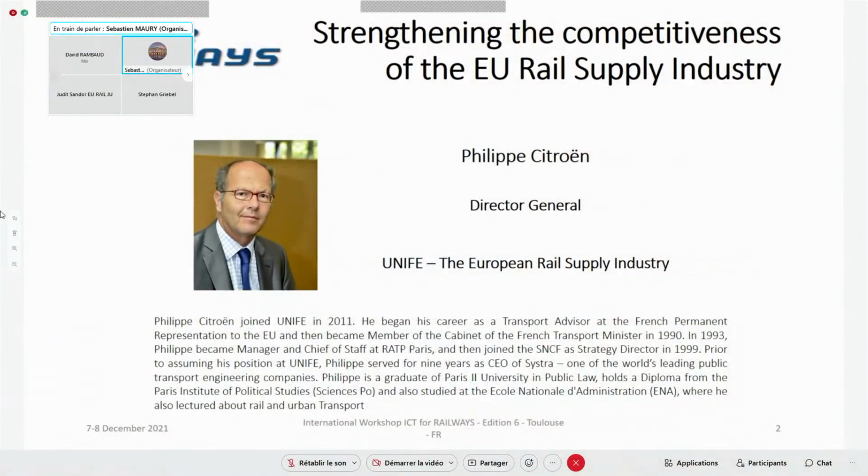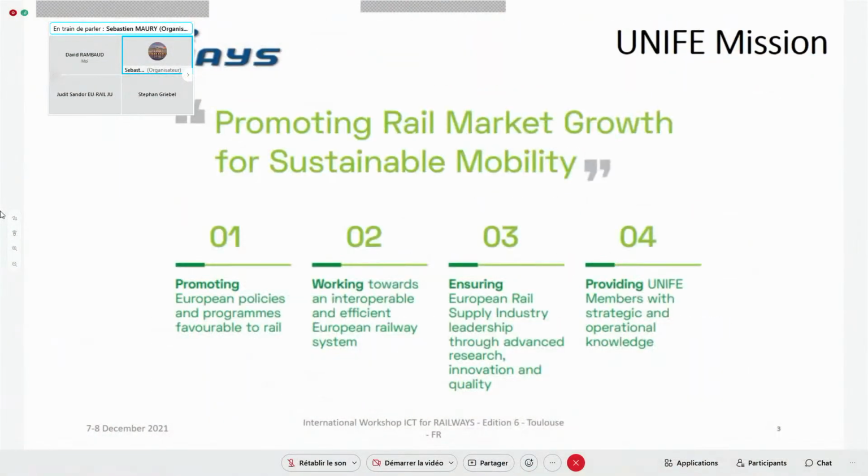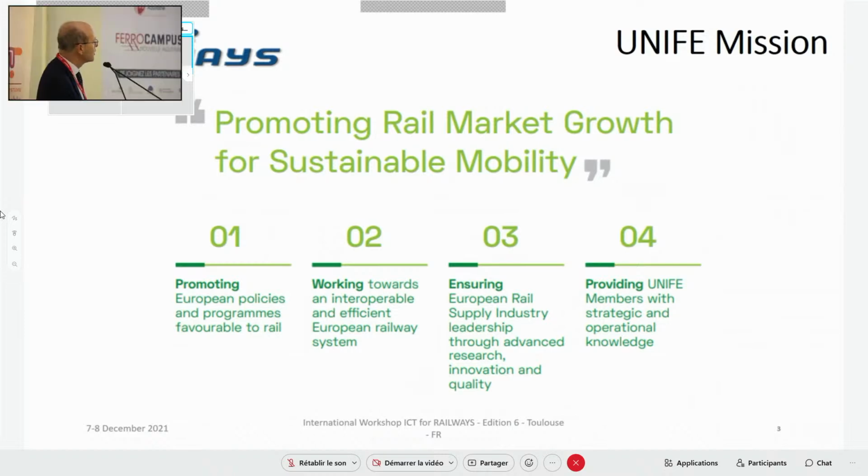If we go to the next slide, UNIFE represents the Rail Supply Industry Association based in Brussels. We, of course, promote European policy. We work on interoperability, and we try to maintain the EU rail supply industry leadership on a worldwide basis. And we also want to help our members to know about what's happening in Brussels and to know how to manage this complicated world in Brussels.